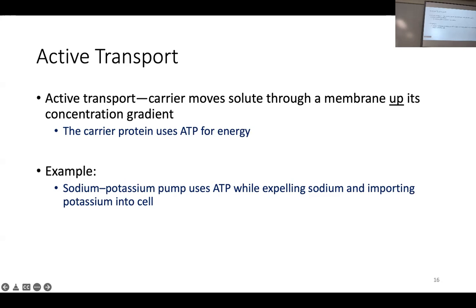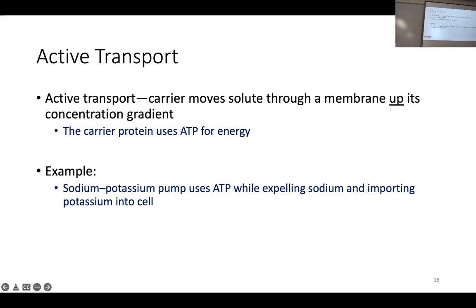The example I'm going to mention, and you've probably heard of before, is the sodium potassium pump. Does that sound familiar to anybody? Sodium potassium, awesome. You probably learned about it in a general biology class, and it's a great example of active transport.